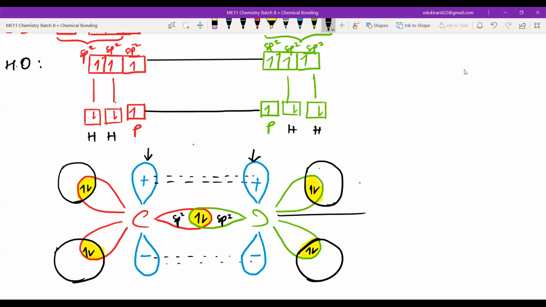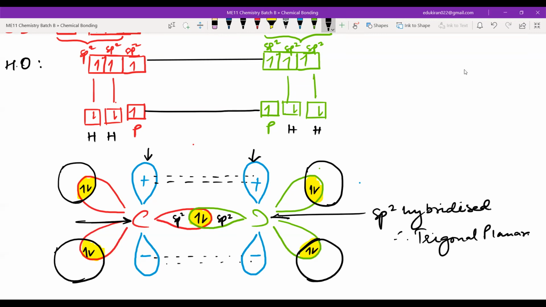Now let us write a few points for this carbon atom. This is sp2 hybridized, and hence the shape is trigonal planar. Similarly, this carbon atom is also sp2 hybridized, and the shape is trigonal planar.